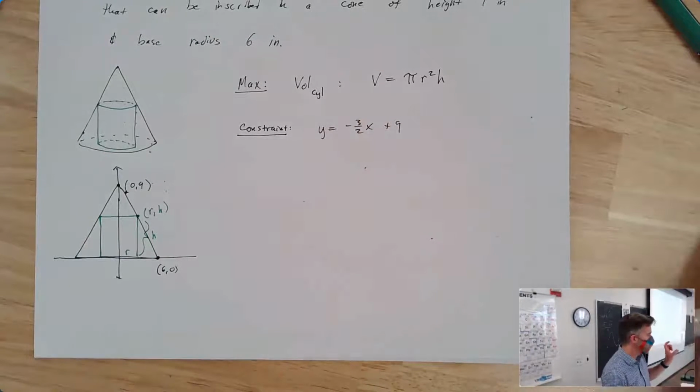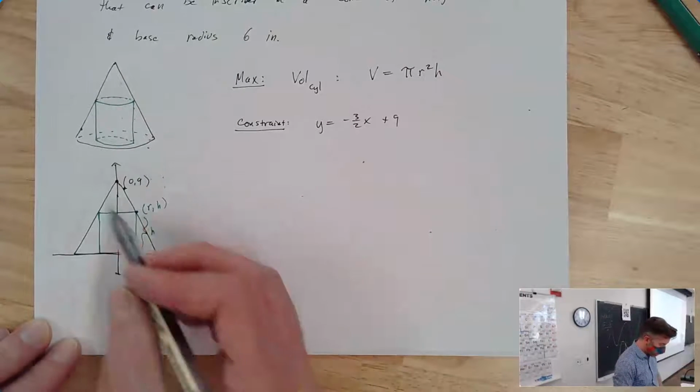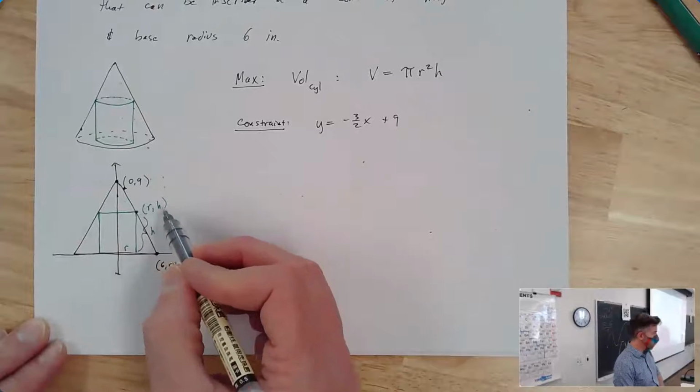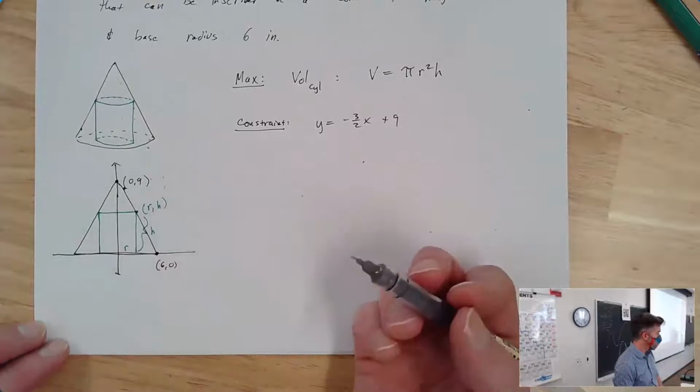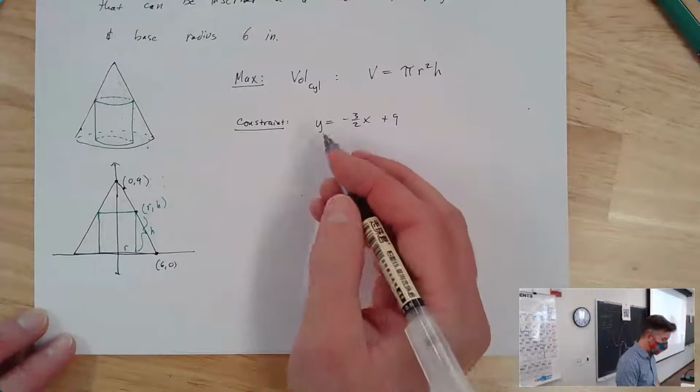Now I've done this one slightly differently to point out that that line is my constraint, right? That's that line right there. And the point (r, h) should be on that line, meaning I'm going to plug in r for x and h for y.